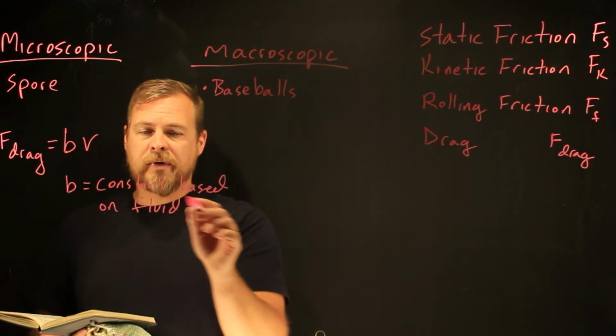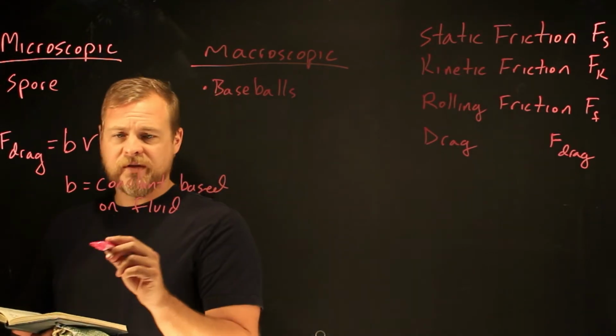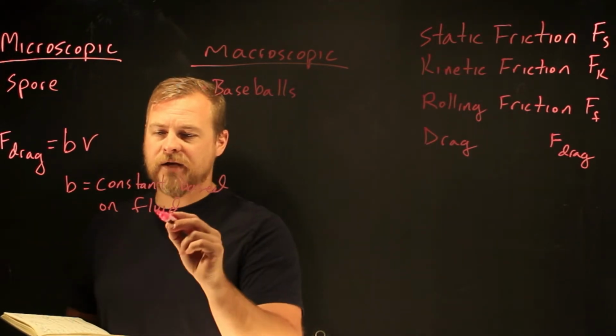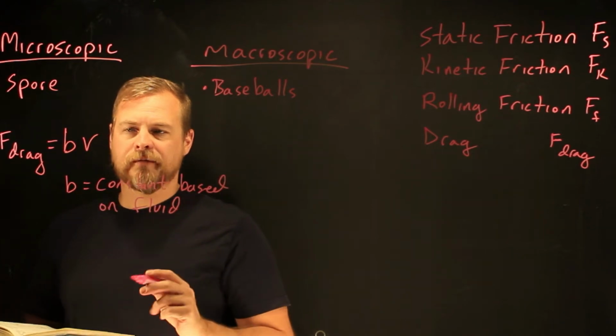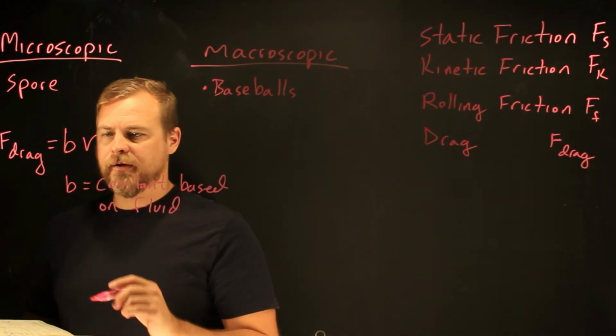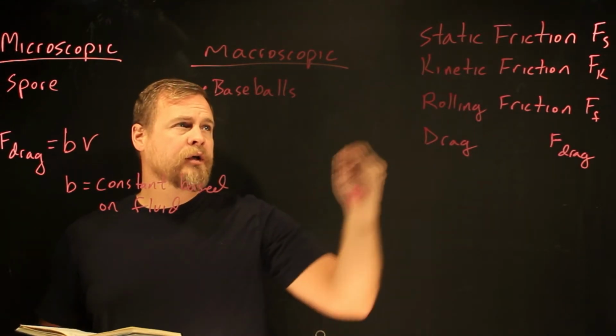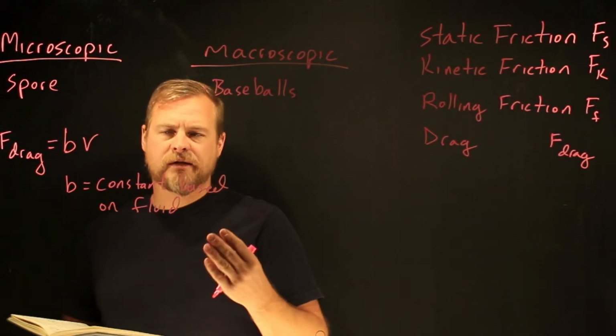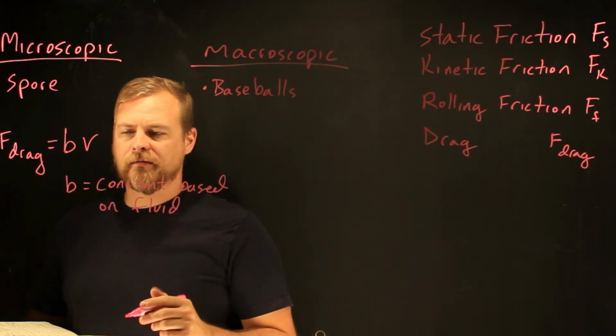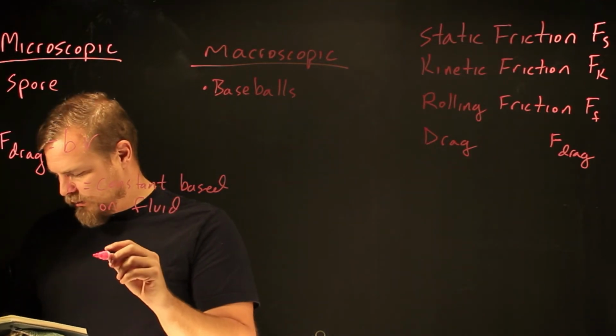It really depends on what it is you're talking about. The state of the fluid, it could be a gas or a liquid. This constant is going to be different given all those different criteria. It's very similar to mu when it comes to static, kinetic, and rolling friction. Is it based on the materials? Well, this is going to be based on the fluid. And then V is your velocity.